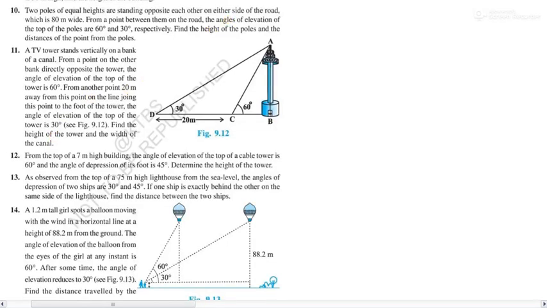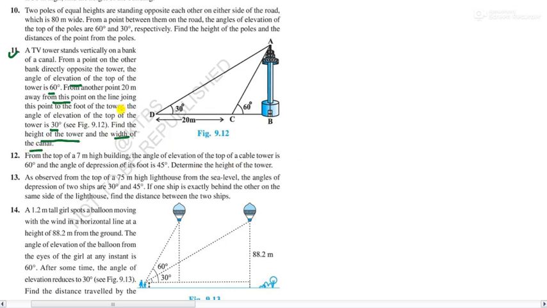Question 11. A TV tower stands vertically on a bank of a canal. From a point on the other bank directly opposite to the tower, the angle of elevation of the top of the tower is 60 degrees. From another point 20 meter away from this point on the line joining the point to the foot of the tower, the angle of elevation of the top of the tower is 30 degrees. Find the height of the tower and width of the canal.